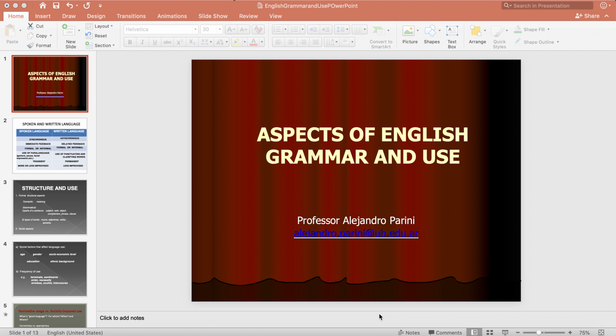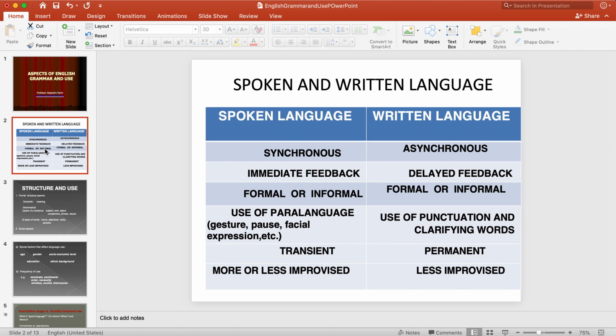This is our class for Wednesday, and what I like to do is to talk about aspects of English grammar and use, and how we can actually look at language from not only a grammatical perspective but also from a usage perspective, which is what we actually do when we use language. We know that there are differences between what we call spoken language and written language.